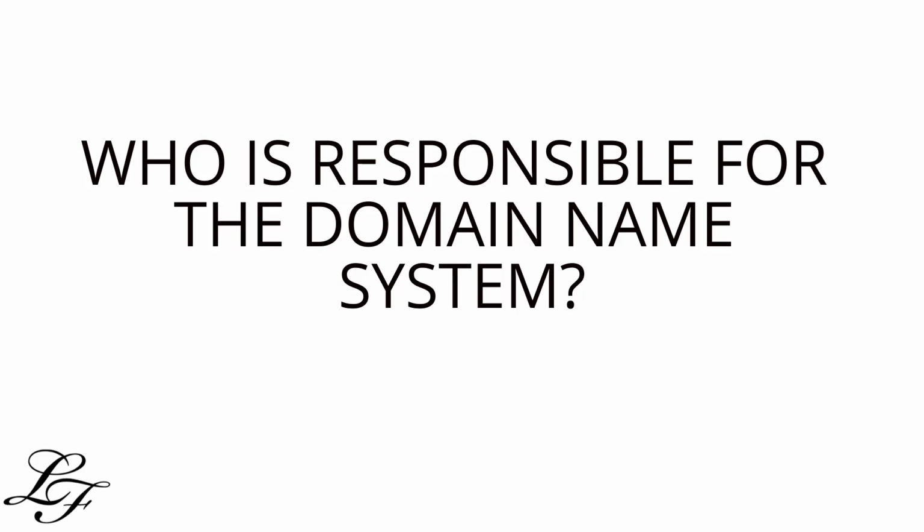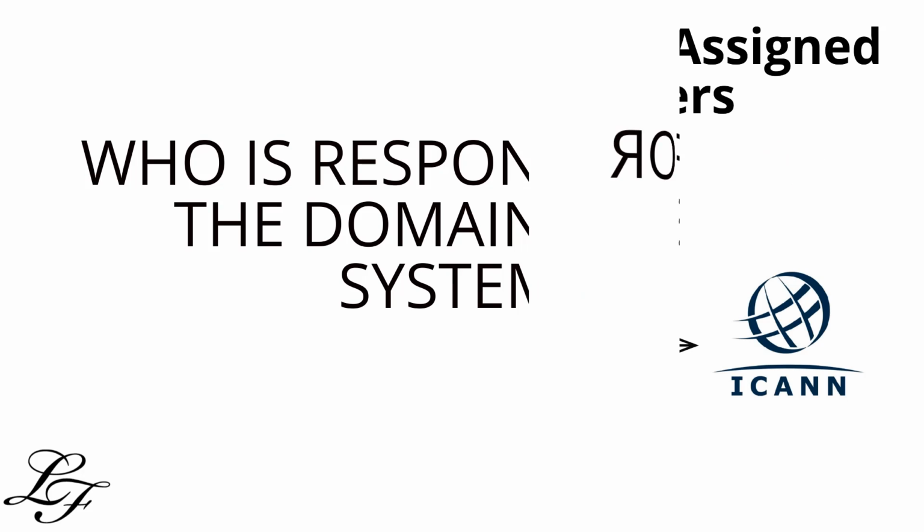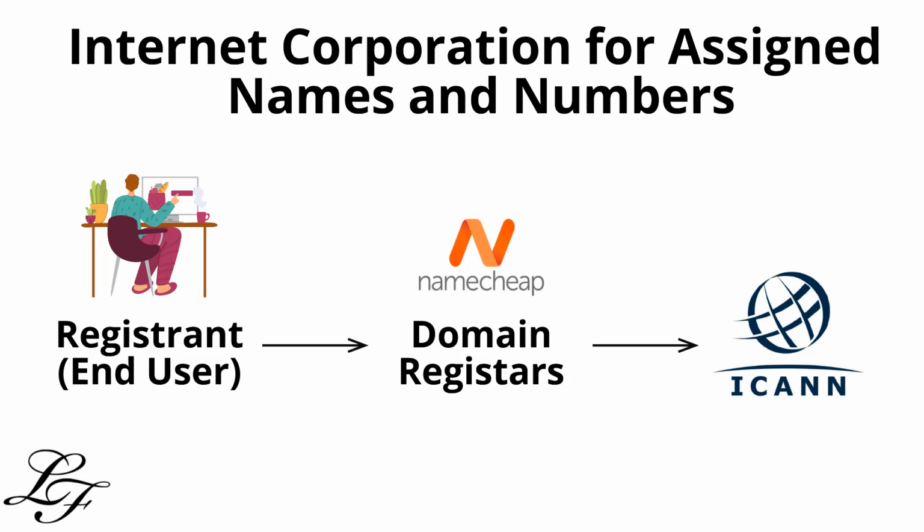Who is responsible for the domain name system? The Internet Corporation for Assigned Names and Numbers, ICANN, operates the scheme for domain names. It is a non-profit organization that designs and maintains domain naming policies. ICANN permits businesses called domain name registrars to sell domain names. These domain registrars are entitled to make changes on the customer's behalf to the domain registry. Registrars of domain names like Namecheap.com are permitted by ICANN to sell, maintain, renew, and transfer domain names from other registrars.